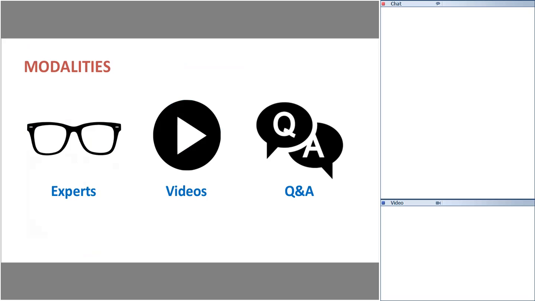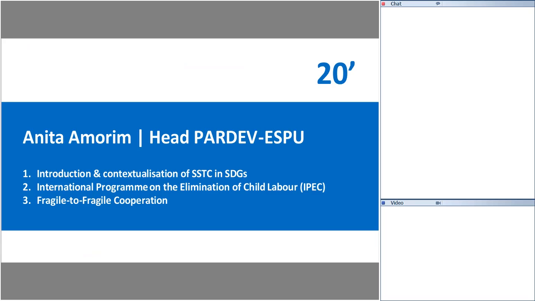I would now like to introduce Anita Amorim, our expert for the first topic, who is going to tell us about introduction to contextualization of SSTC and SDGs, International Program of the Elimination of Child Labor, and Fragile to Fragile Cooperation.